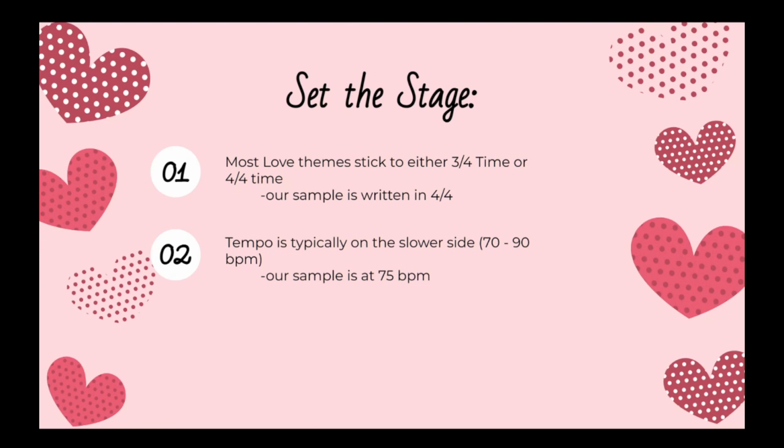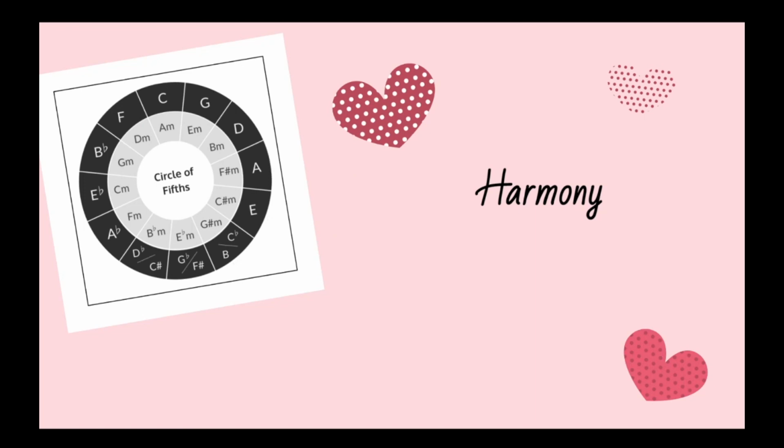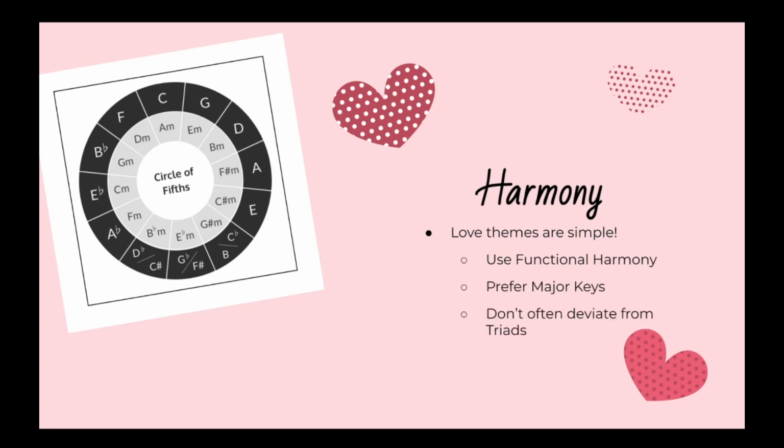Now, with the tempo and the time signature taken care of, we can start to actually sketch out the idea. Personally, I like to start with harmony first, so that's what we'll do here. Most love themes are very simple. They tend to stick to functional harmony in major keys, and use almost strictly just triads. Now, I've made other videos that tackle this topic extensively, so I'm not going to go too in-depth here. Just know that the chord progression we are using sticks entirely to triads from the key of C major.